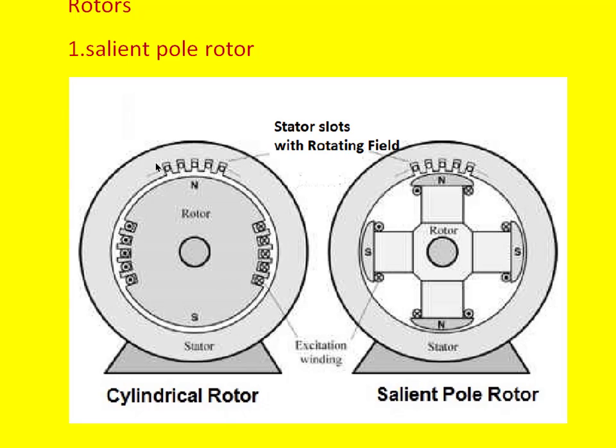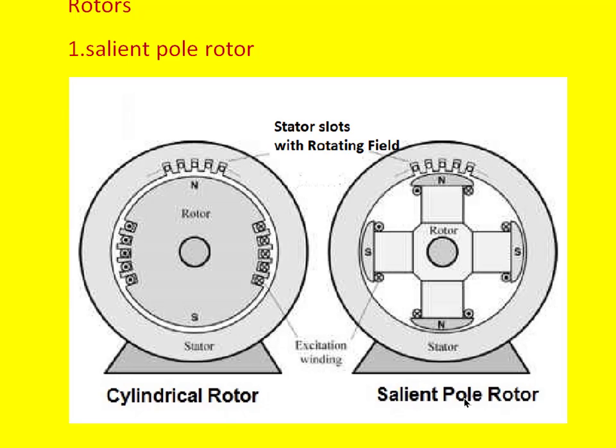When the three-phase AC supply is given to the stator, a rotating magnetic field with constant speed, called the synchronous speed, rotates, and its speed is dictated by 120 F by P, that is, the supply frequency and the number of poles of the synchronous motor.